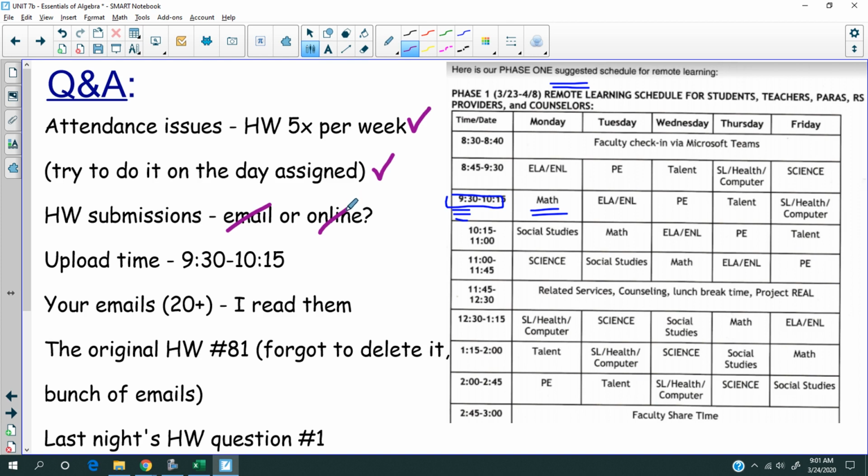Hold on, I'm looking at something right now. Hold on, I'm thinking about something right now. Okay, so yeah, that's how you submit it. So that makes it super easy.